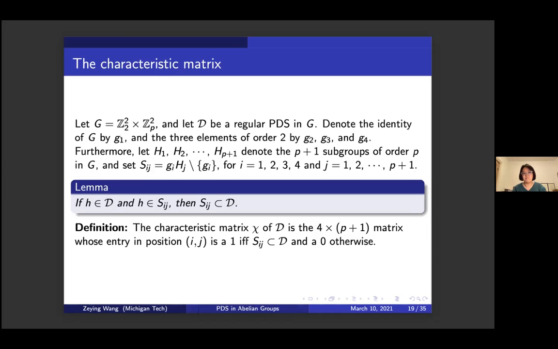Because of our local multiplier theorem, for each Sij, either everything is in D or nothing is in D. If one element is in, the whole thing is in. We think that's a very good partition. If Sij is in D, then we put the corresponding entry to be 1, otherwise it is 0. You don't need to worry about the identity element and the elements of order 2, because that's how we do our discussion. We call this the characteristic matrix.